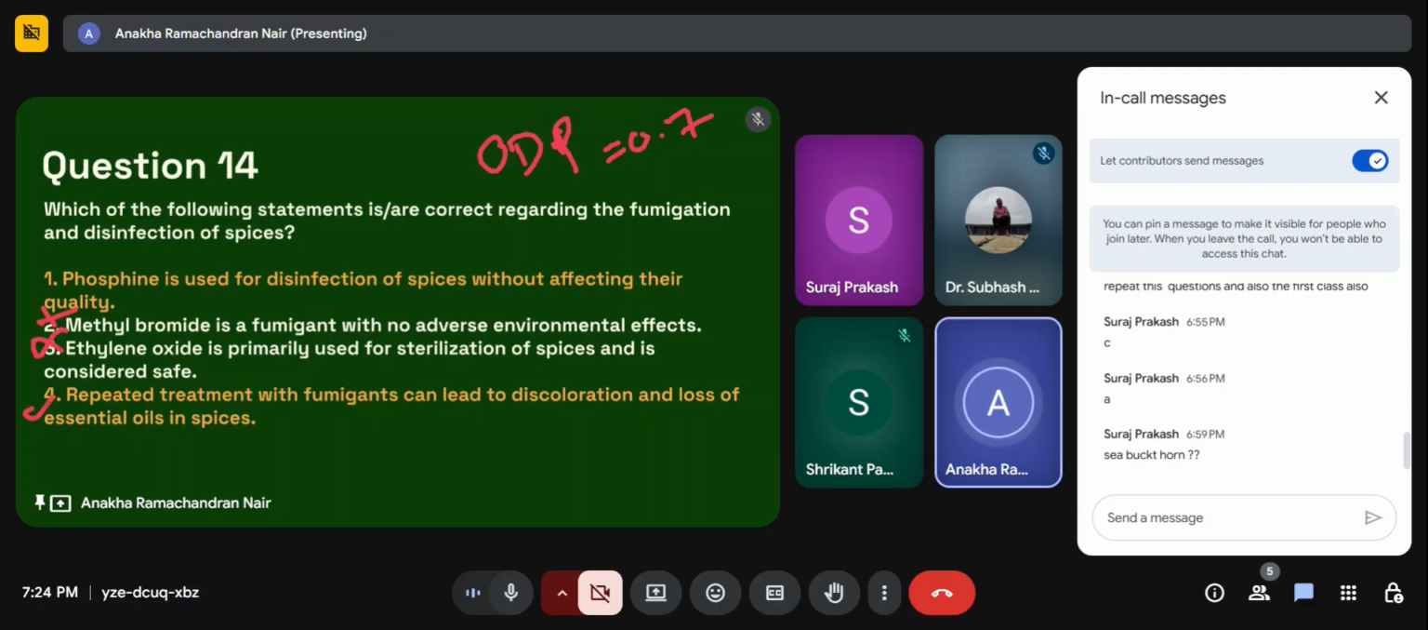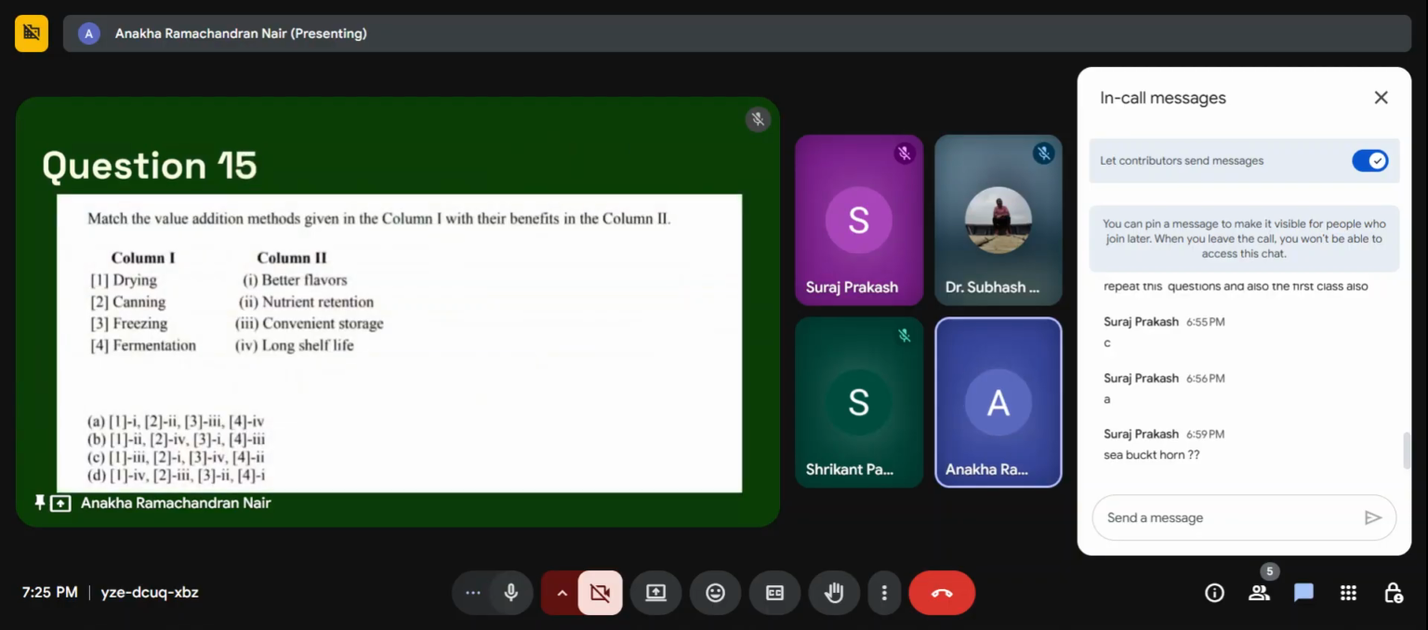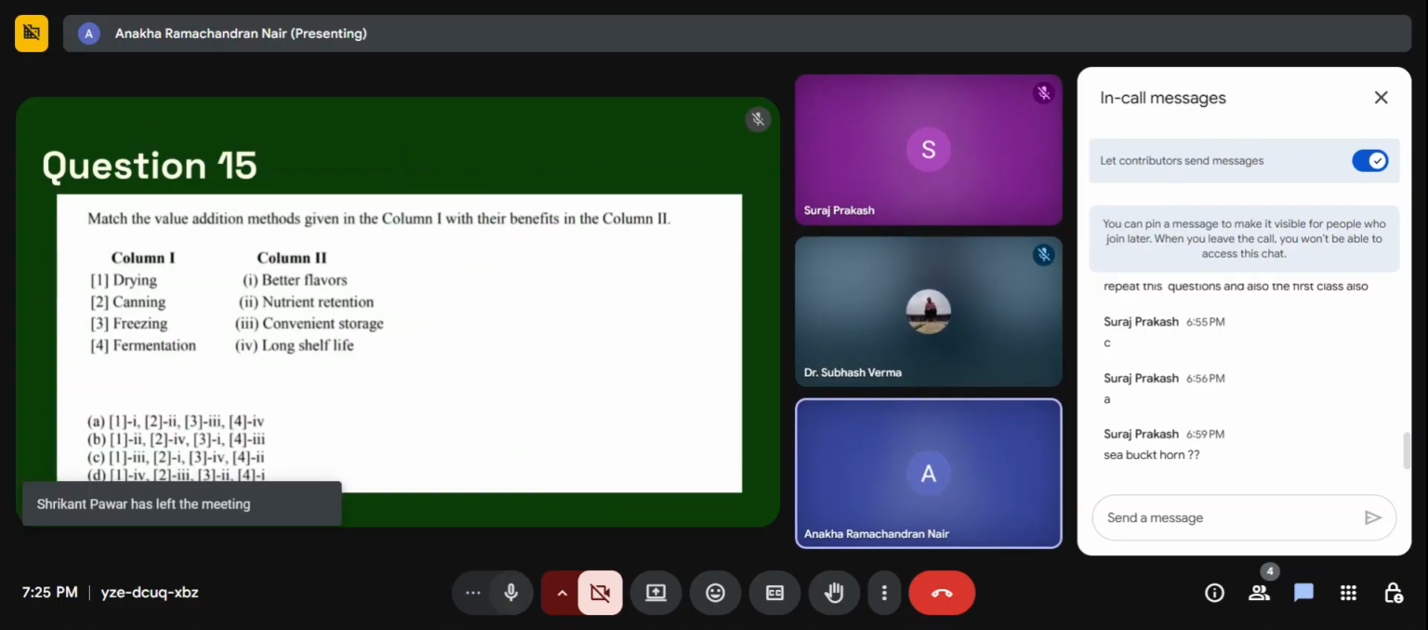Repeated treatment with fumigants will lead to discoloration and loss of essential oils in spices. So you have to make sure that you treat the spices with the minimal amount of fumigants that is required for sterilization, right? So that their quality is not disturbed. So question number 15 is again a match the following kind of question. You have methods that you use post harvesting before selling, and their benefits, right? So drying, canning, freezing, fermentation. And column 2 has better flavors, nutrient retention, convenient storage, and long shelf life, right?